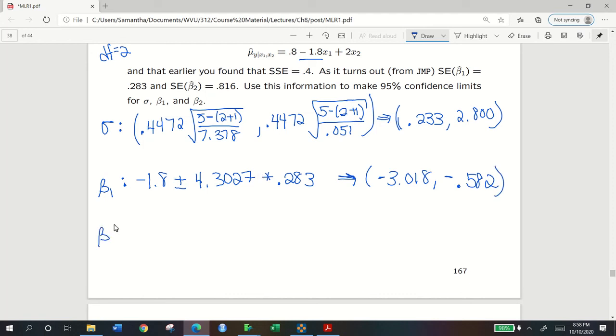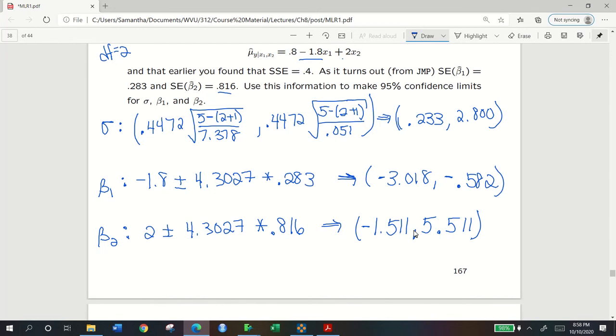And then for beta 2, this would be 2 plus or minus 4.3027 multiplied by the given standard error of 0.816 to give us a confidence limit of negative 1.511 to positive 5.511. So excellent.